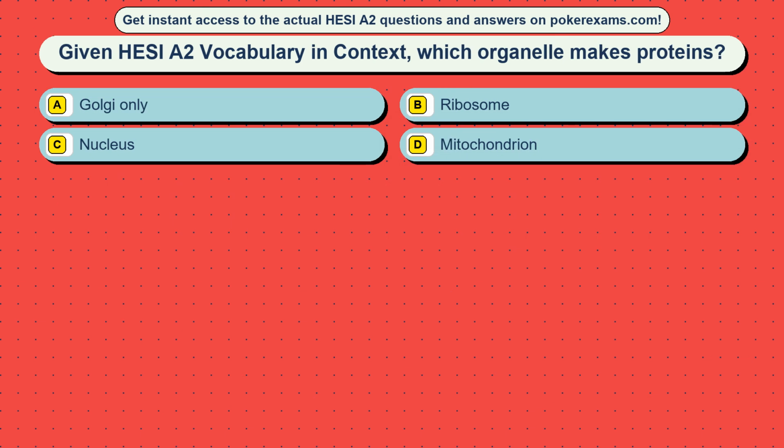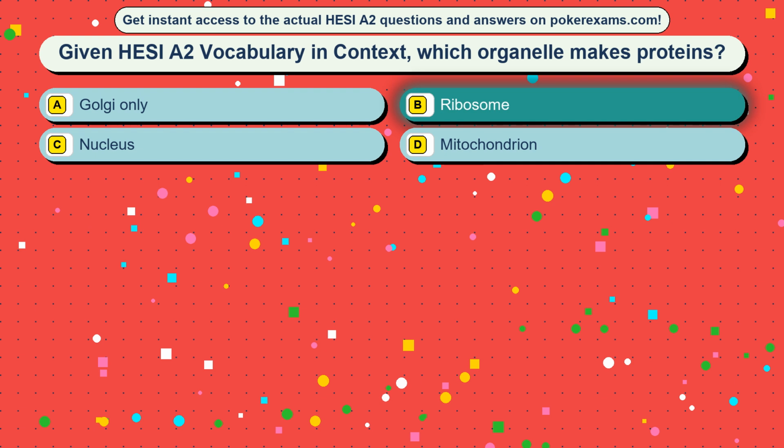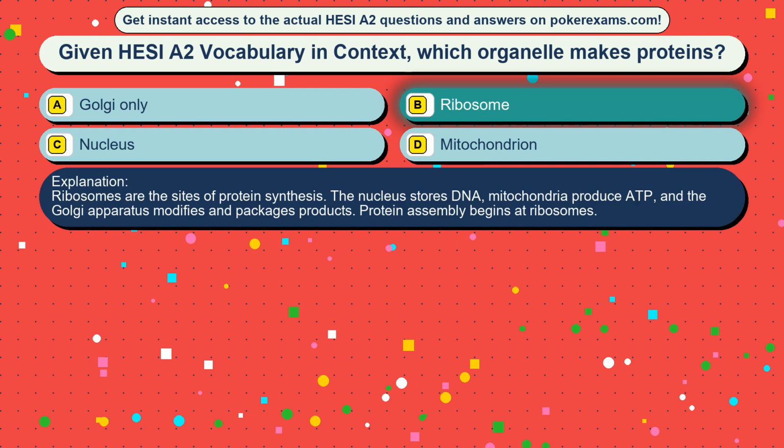Question 28. Given HESI A2 vocabulary in context, which organelle makes proteins? Option A Golgi only, option B ribosome, option C nucleus, option D mitochondrion. The correct answer is option B, ribosome. Ribosomes are the sites of protein synthesis. The nucleus stores DNA, mitochondria produce ATP, and the Golgi apparatus modifies and packages products. Protein assembly begins at ribosomes.